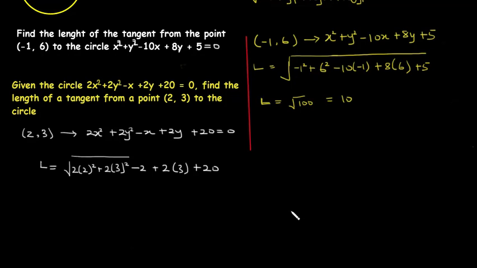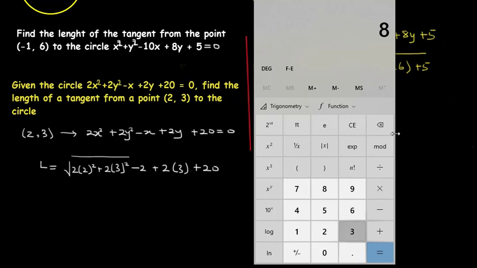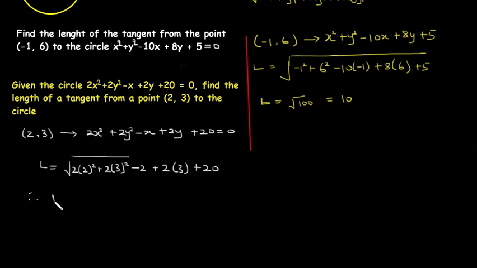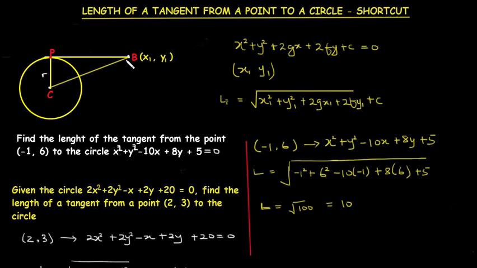So now let's pull our calculator, do some calculations right here. We have 8 plus 18 plus minus 2 plus 6 plus 20. That should give us 50. So therefore the length of the tangent should be equal to a root of 50. So guys, this is the simplest way to find the length of a tangent from a given point to a circle.